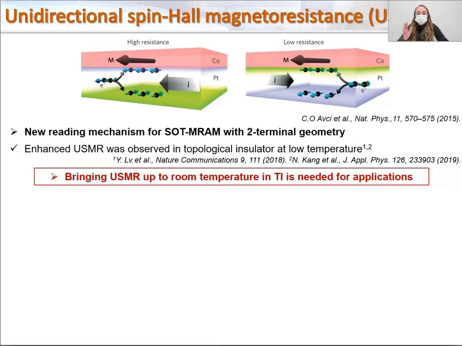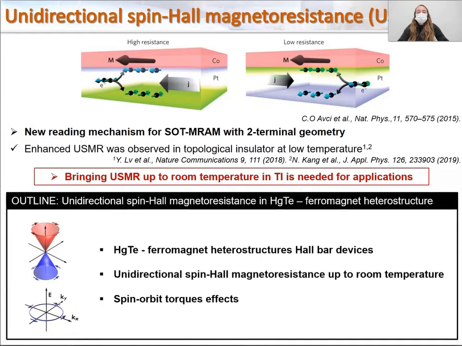In particular, there is recent work that has shown the existence of USMR in TI at low temperature. However, operating at room temperature will be a key requirement for practical application. In this presentation, I will present the results we obtained on unidirectional spin-Hall magnetoresistance in HgTe ferromagnet up to room temperature. I will first describe our development of ferromagnet with in-plane magnetization on HgTe topological insulator. And I will then present the results we obtained on USMR together with spin-orbit torque effect up to room temperature.